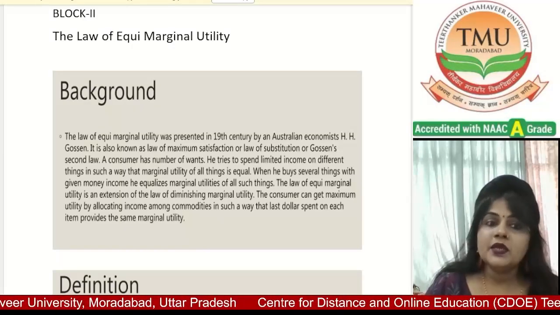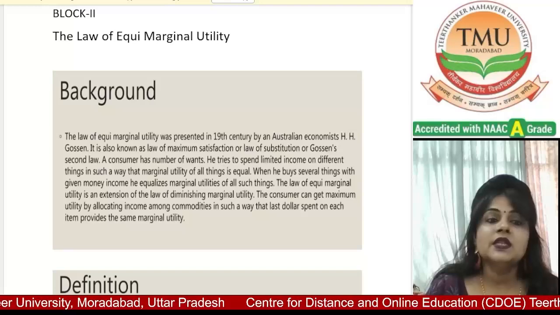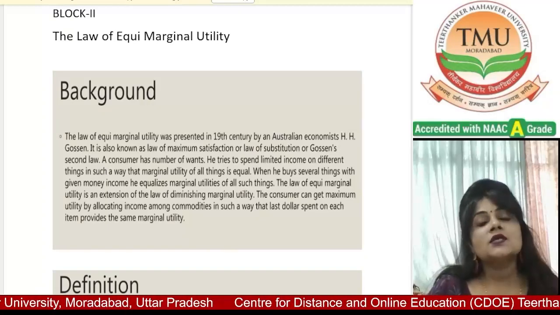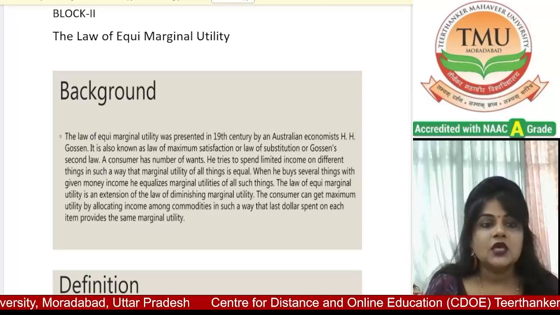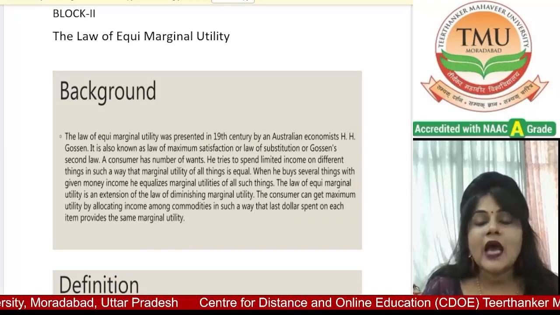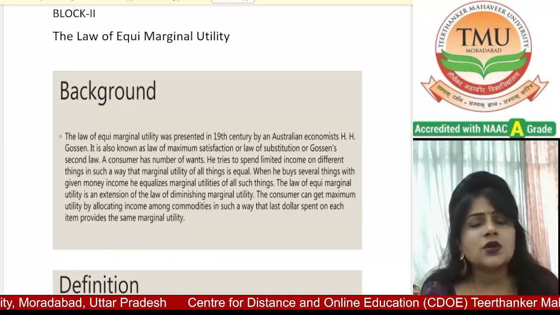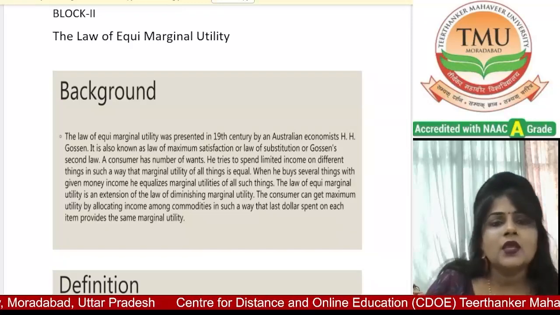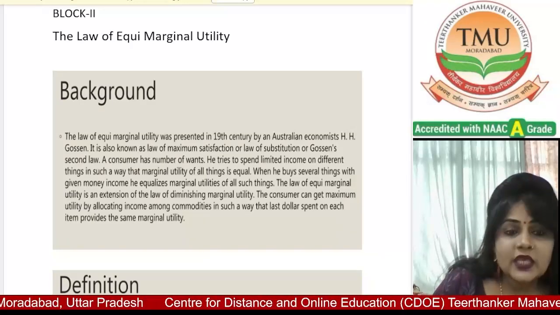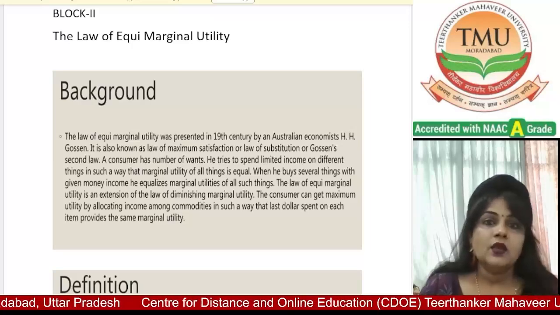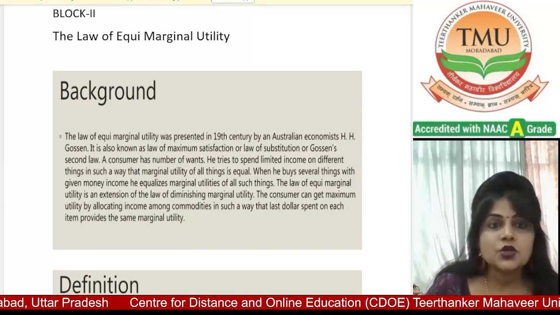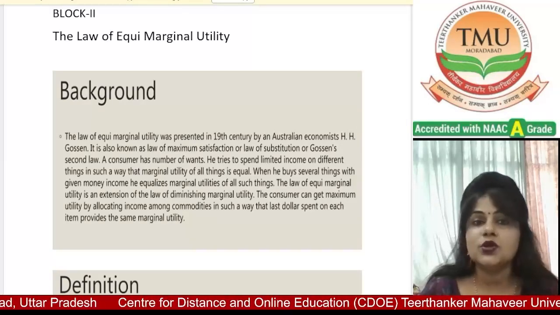because the consumer's income is limited, and he has to spend his limited income on different commodities in such a way that the last rupee, or the last dollar, you can take anything, spent on each commodity yields him equal marginal utility. I think you have understood what the law of equal marginal utility is.